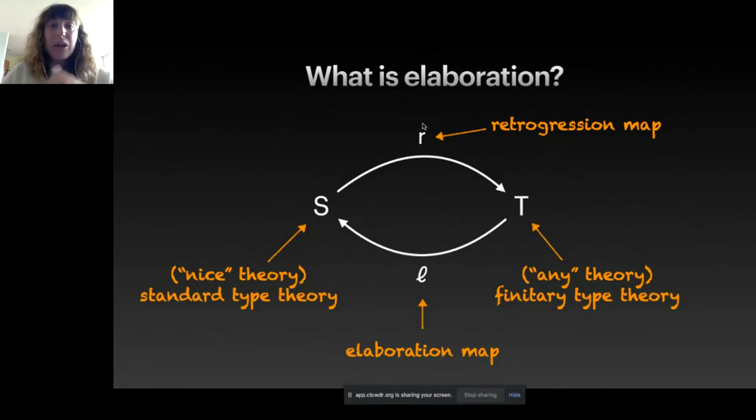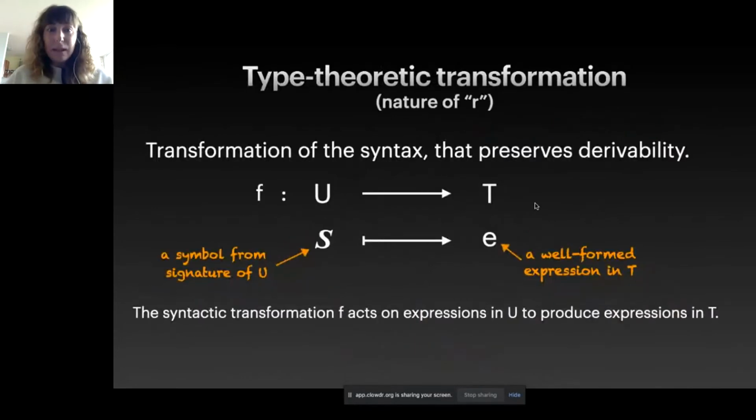So let's look at what we mean by this retrogression map. It's a transformation, right, from a type theory S, a standard type theory, into a finitary type theory, so a type theory T. So what is the nature of this R, this retrogression map? We call it a type-theoretic transformation. So first, we transform the syntax, and a transformation of the syntax will have to preserve derivability. Okay, so let's look at that.